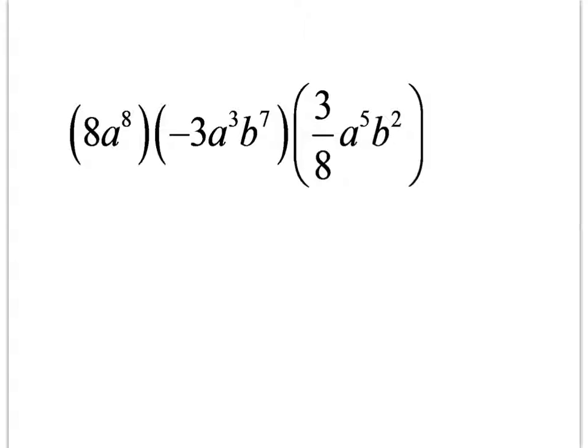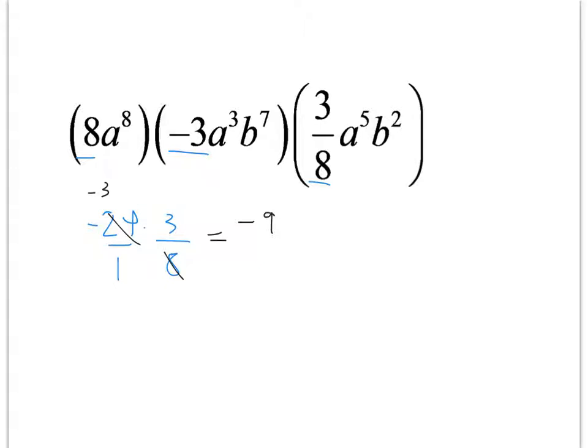So let's take a look at an example. Let's multiply together the coefficients. So 8 times negative 3 is negative 24, and then times 3 over 8, so we'll multiply fractions, and we love fractions. If I simplify here, if I take an 8 out of 24, I'm left with negative 3. So if I multiply straight across, negative 3 times 3 is negative 9.